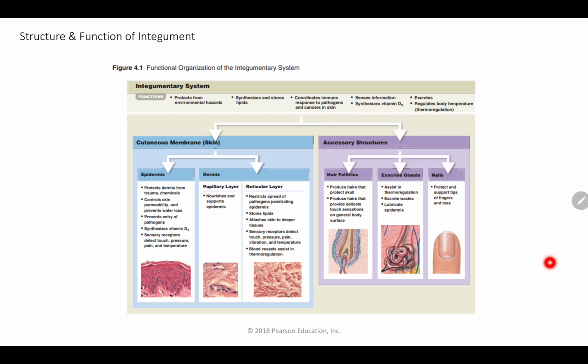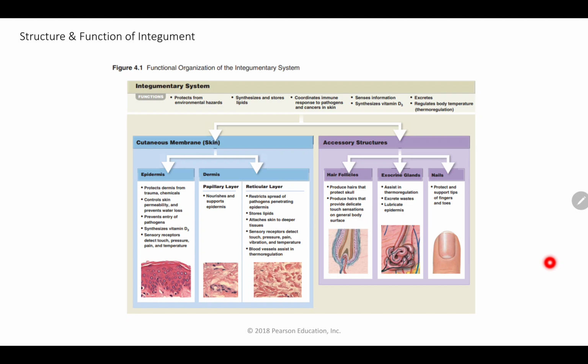Remember the integument, the integumentary system. Remember its functions: protecting the body from environmental hazards, synthesizing and storing lipids, coordinating immune responses to pathogens and cancers in the skin. We're able to sense information from our skin, synthesize vitamin D3, excrete waste, and we're also able to regulate our body temperature, thermoregulation. So remember those functions of the integumentary system.